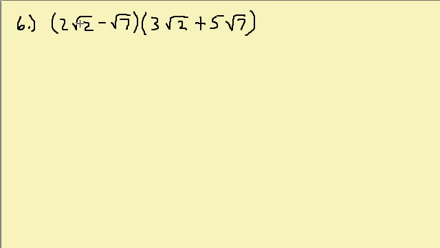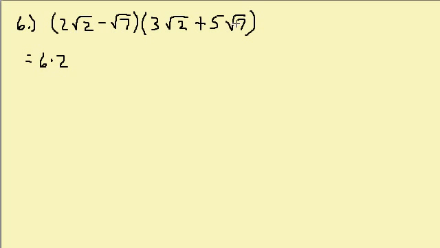So I'm going to multiply the first, 2 square root of 2 times 3 square root of 2. So 2 times 3 is 6, and then square root of 2 times square root of 2 is the square root of 4, and the square root of 4 is 2. Okay.